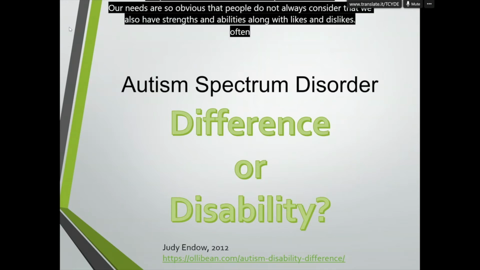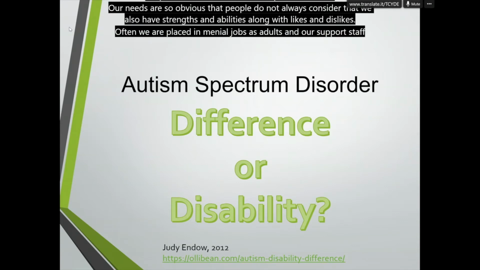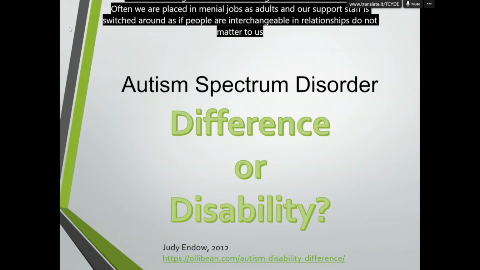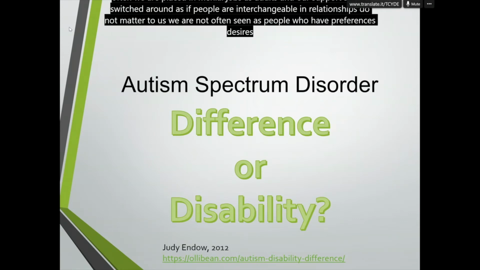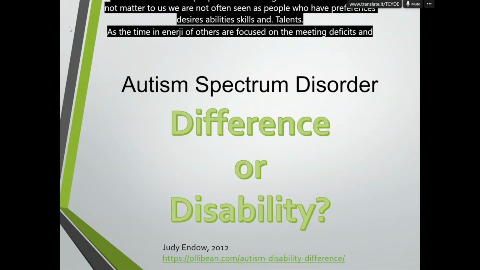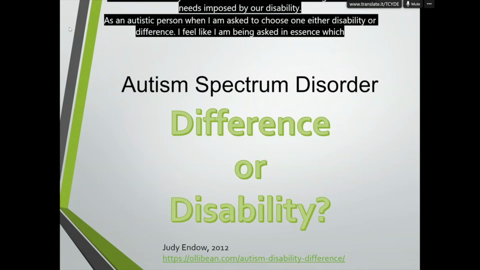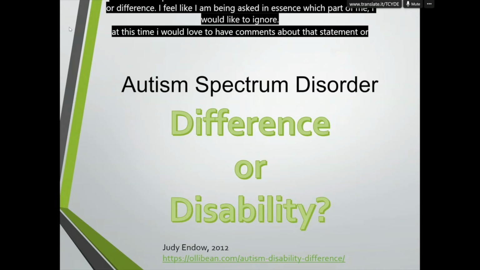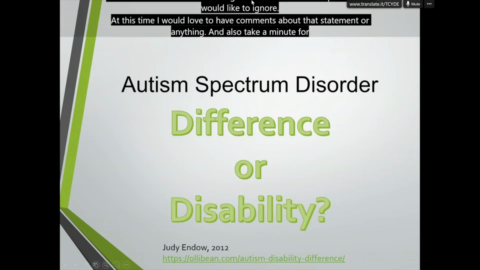Often we are placed in menial jobs as adults, and our support staff is switched around as if people are interchangeable and relationships do not matter to us. We are not often seen as people who have preferences, desires, abilities, skills, and talents, as the time and energy of others are focused on meeting deficits and needs imposed by our disability. At this time, I would love to have comments about that statement or anything, and also take a minute for questions before we move on to strategies.